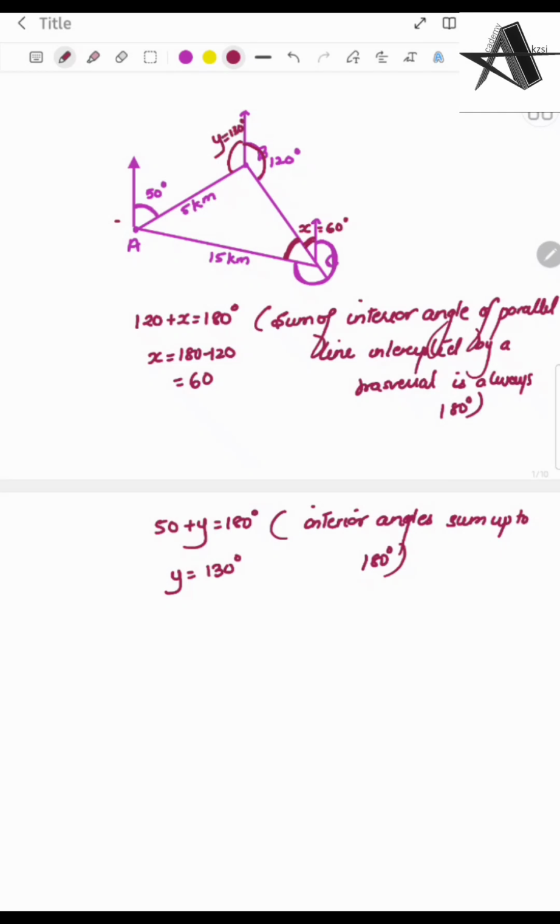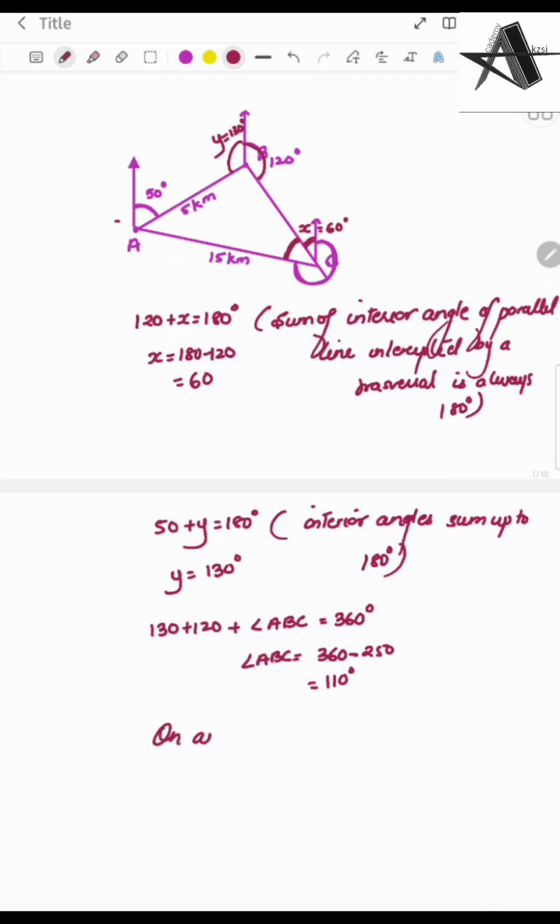So the whole circular angle is always 360. So here 130 plus 120 plus angle ABC. This is angle ABC. Inside the triangle I can name them easily. So angle ABC is equal to 360 degrees. So finally angle ABC will be 360 minus 250, which is 110 degrees. I have this angle which is 110. Now I can apply sine rule.